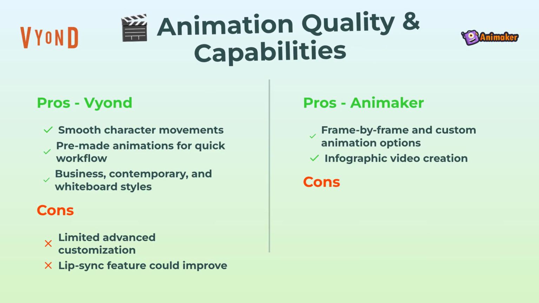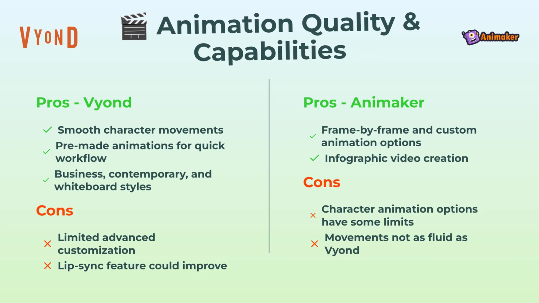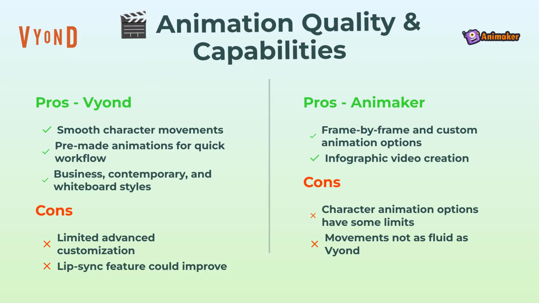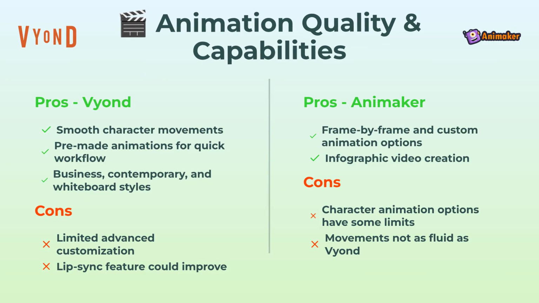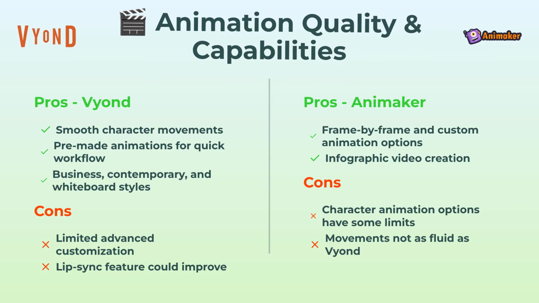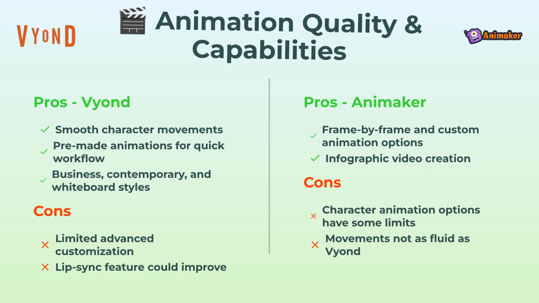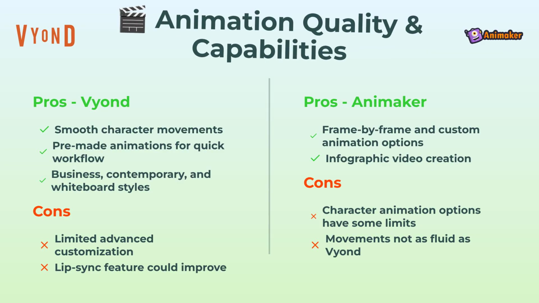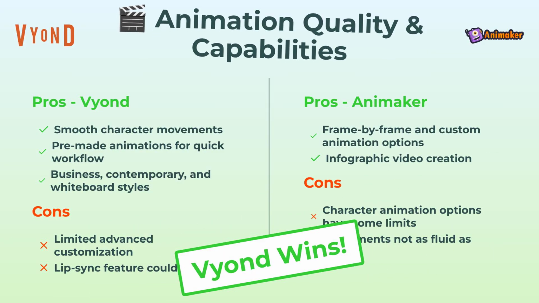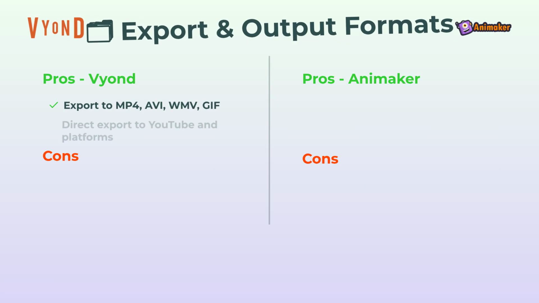Animaker, though, lets you actually animate frame by frame if you want, which is neat for unique projects. You get infographics, scene transitions, lots of creative stuff. But the characters don't move quite as smoothly as Vyond. Sometimes it feels a bit off, so if you care about animation finesse and overall polish, Vyond edges out Animaker here.